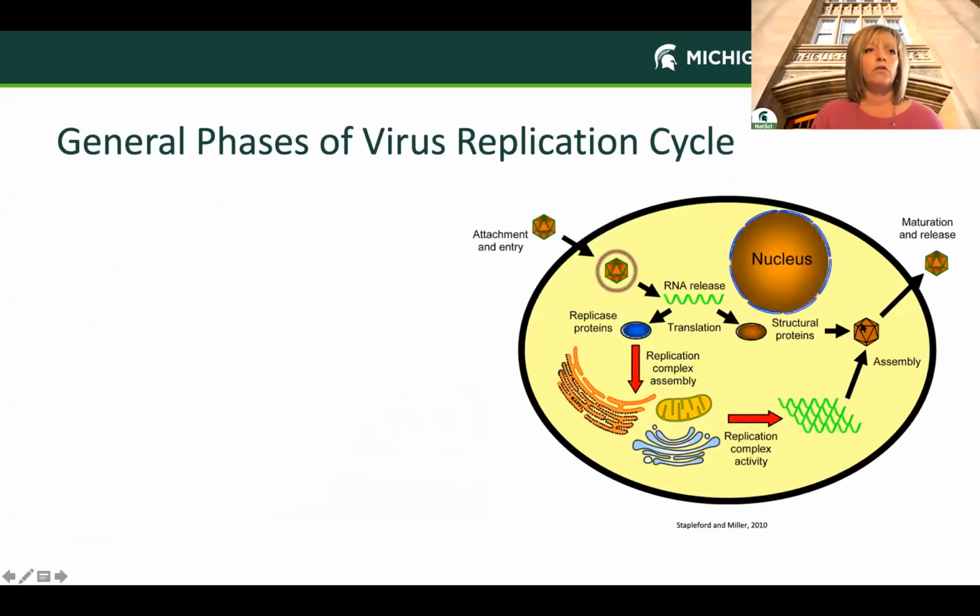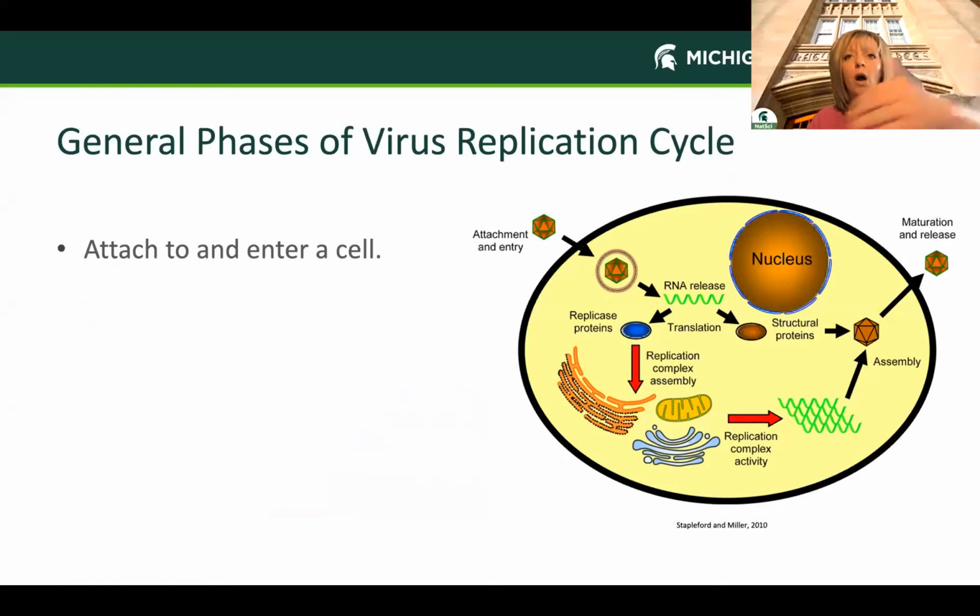So what do those general phases look like? Well, first of all, the virus has to attach and enter a cell. You can't get a replication cycle until the virus attaches to a permissible cell and gets across that cell membrane. It has to cross that lipid bilayer. That doesn't happen easily. It doesn't just diffuse through. There has to be a mechanism for that to happen.